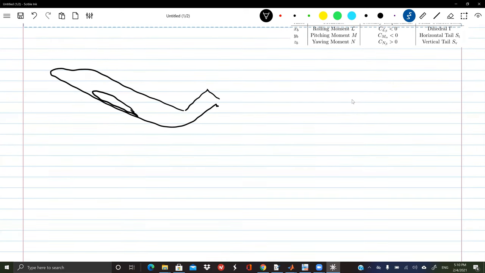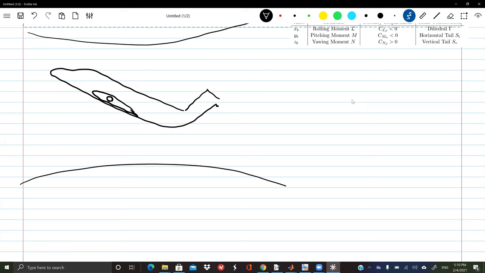So this is the wing. This is the CG, but the CG is on a hinge. Maybe you can do like this, to stress the fact that the airplane can rotate around this thing. So this is in the wind tunnel. The flow comes like this horizontally. V is the free stream velocity, U infinity.